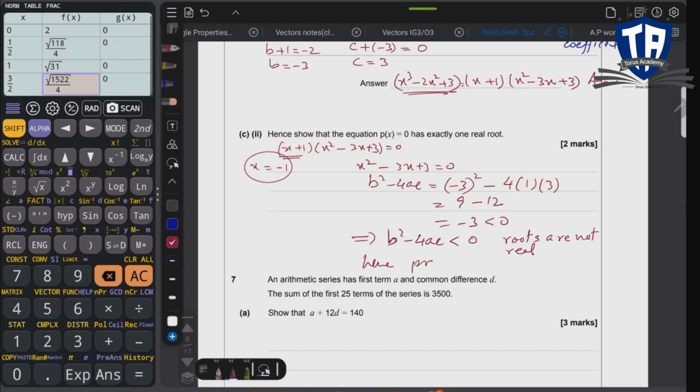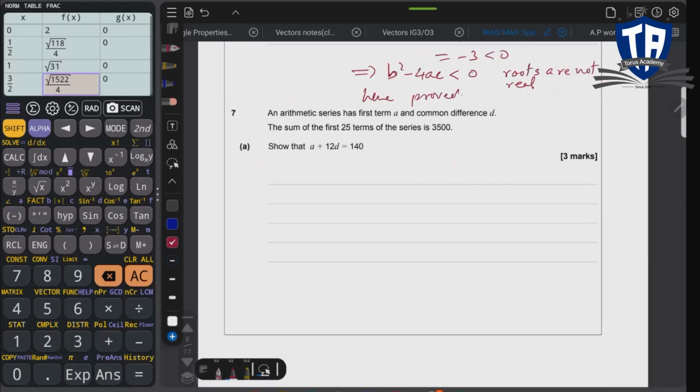Okay, the next question is question number 7. An arithmetic series has first term a and common difference d. The sum of the first 25 terms, let us write S of 25, of the series is 3500. We use this formula. You can get this formula from the booklet. S25 is 25 over 2 times 2a plus n minus 1, which is 24, times d, equal to 3500. Now simplify this.